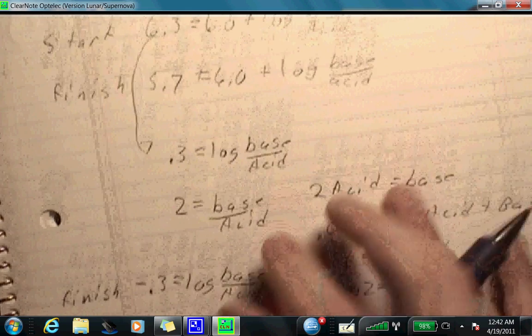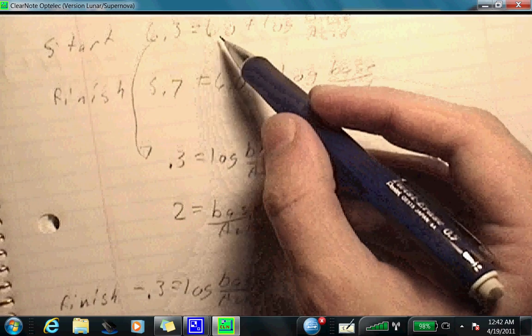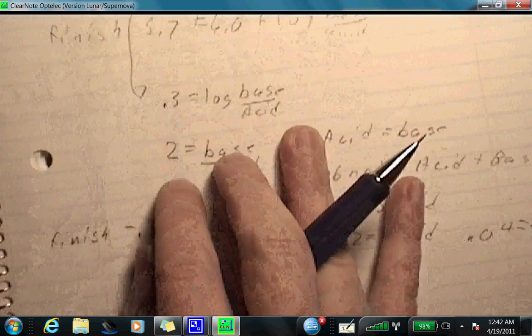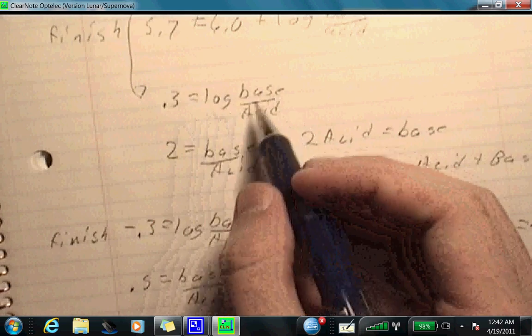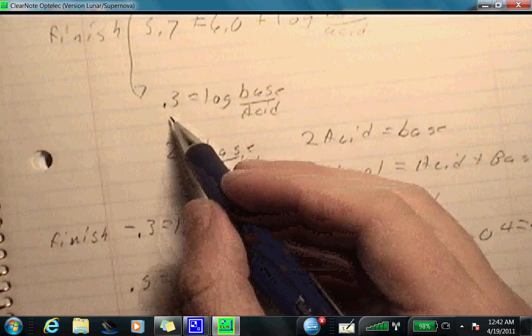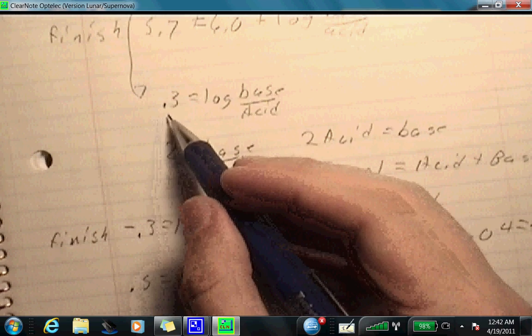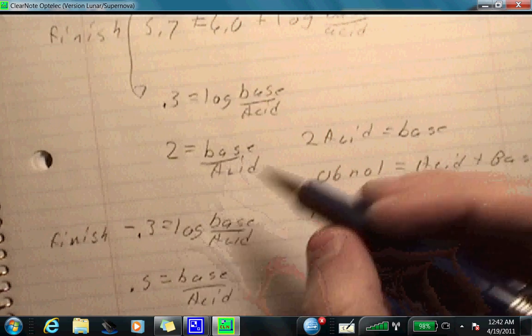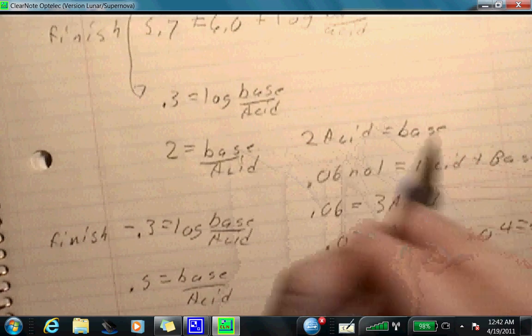So what you do first is I'm going to take this equation down. I'm going to subtract 6 so I can solve for the ratio of base over acid. Subtract 6. I'm going to get 0.3 equals log base over acid. Raise 10 to the 0.3. I'm going to get 2 equals base over acid. Multiply by the acid to solve for the base.